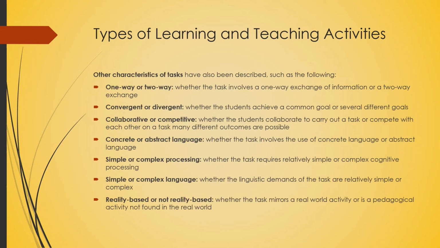So there are other characteristics, other features of tasks, and these are described as one way or two way, convergent and divergent. That means whether the students are accepting the task or refusing it, whether it is a common goal or several different goals. Collaborative or competitive: whether they are doing it together or competing to make it possible. Concrete or abstract language, simple or complex processing, simple or complex language, reality based or not reality based. If it is based on the classroom, that will be considered a pedagogical activity, or if it is based on a real life task, then it will be considered reality based, a real world based task.